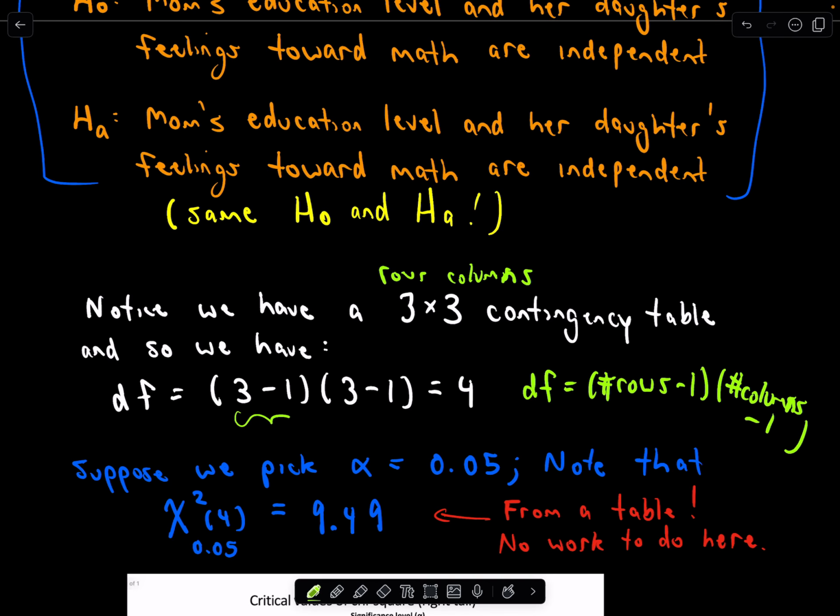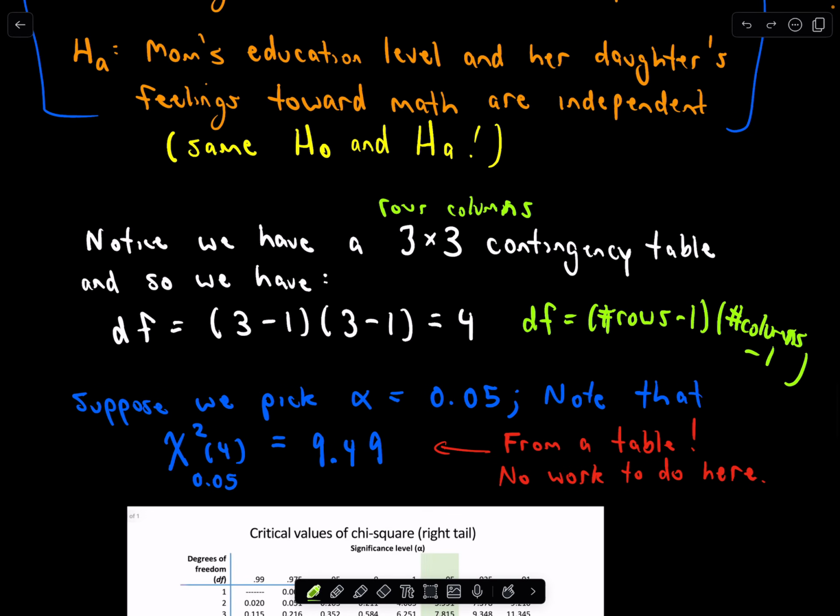So I had 3 rows, I subtract 1. I had 3 columns, I subtract 1. That'll give me 2 times 2, or 4. Now, at this point, again, we always pick some level of significance. A common level of significance is alpha equals 0.5, so let's just use that.